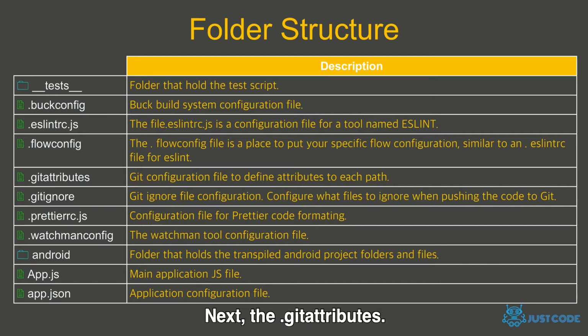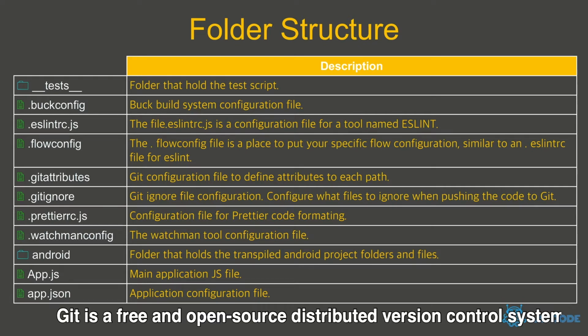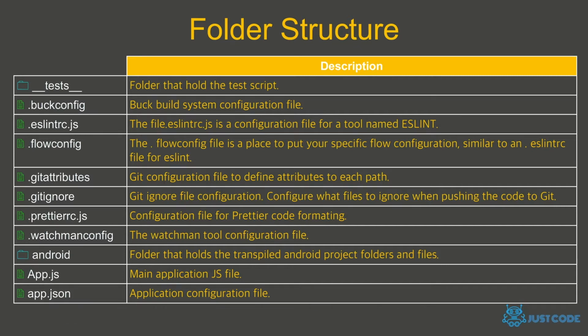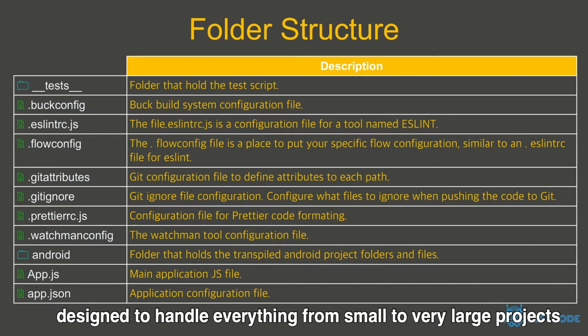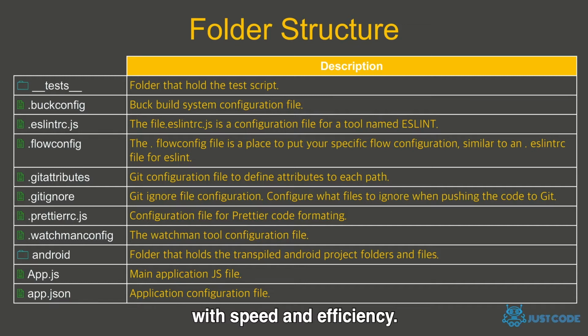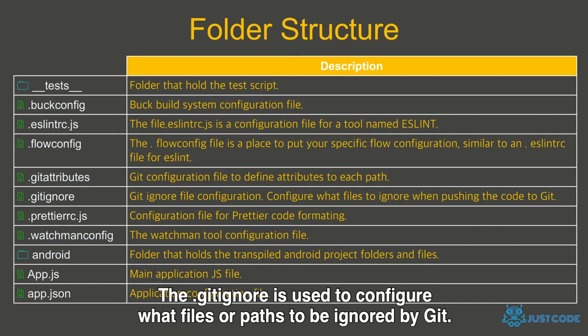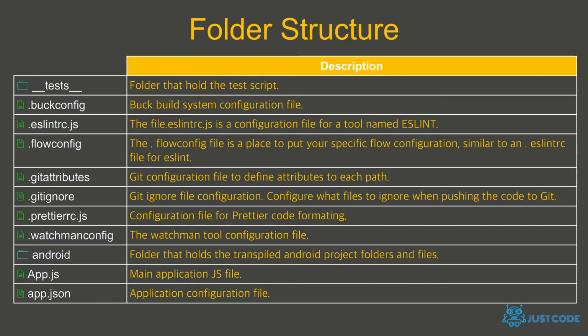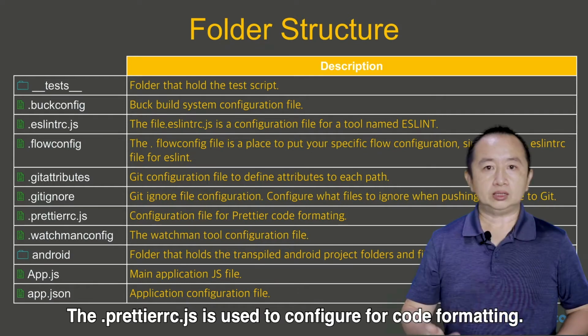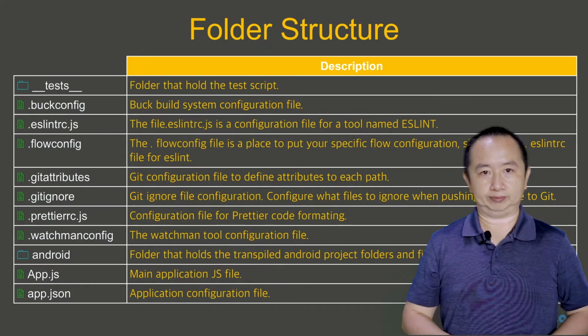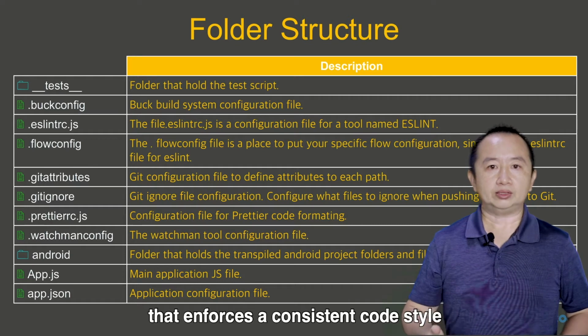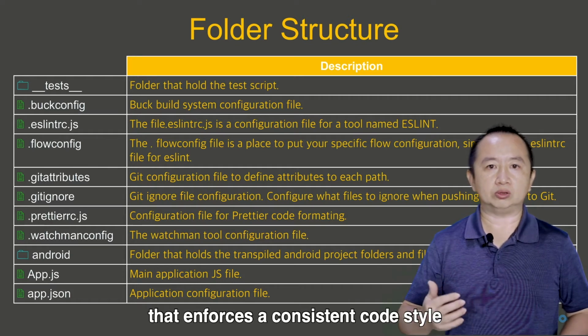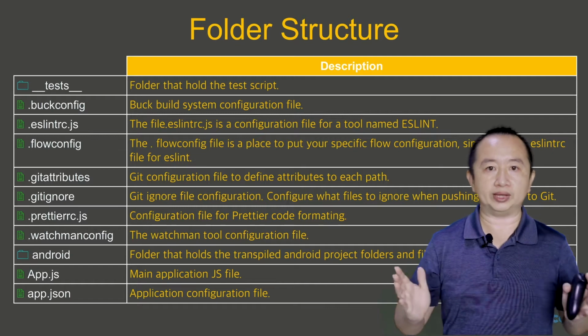Next is the git attributes. It is used to configure the path attributes for Git. Git is a free and open source distributed version control system designed to handle everything from a small to a large project with speed and efficiency. The git ignore is used to configure what file or path to be ignored by Git. The prettier RC is used to configure the code formatting. Prettier is a code formatter that enforces a consistent code style across your entire code base.